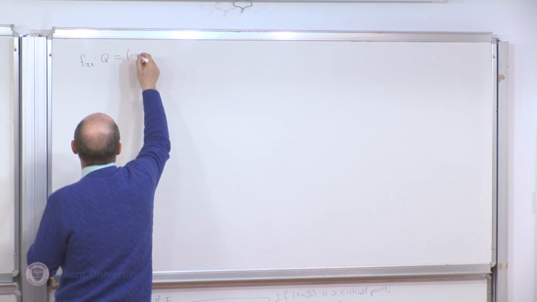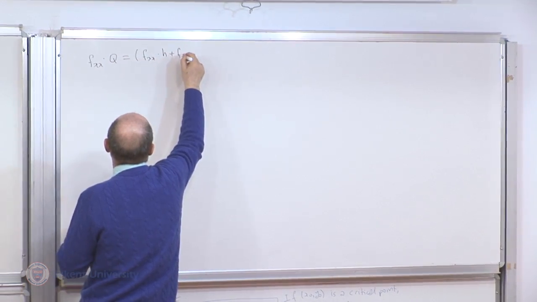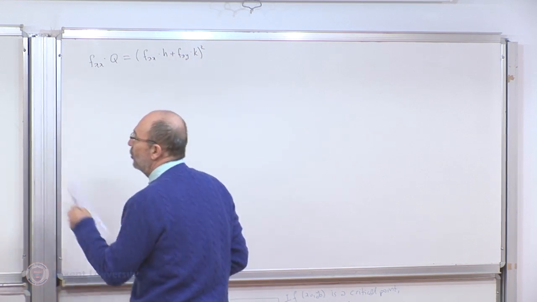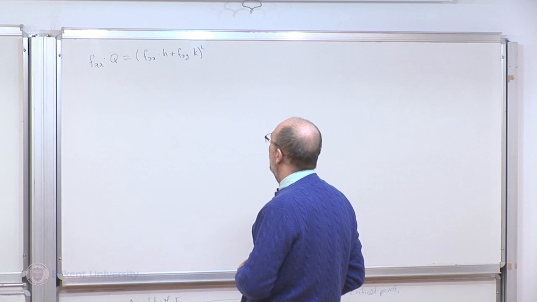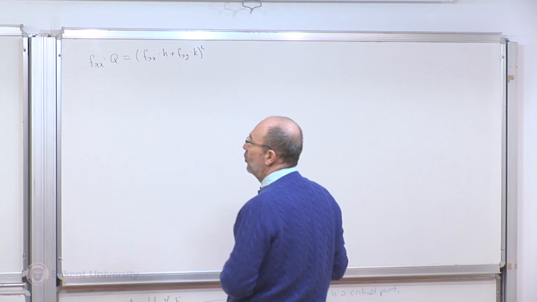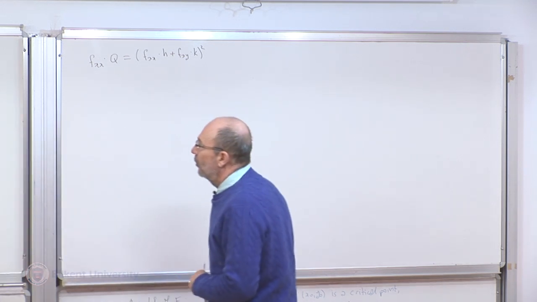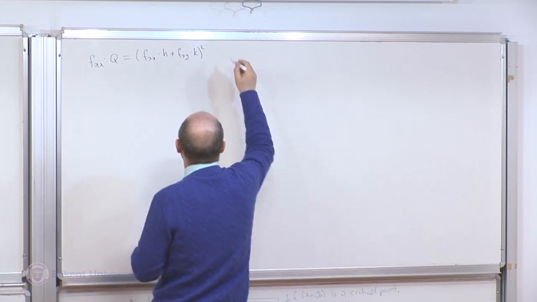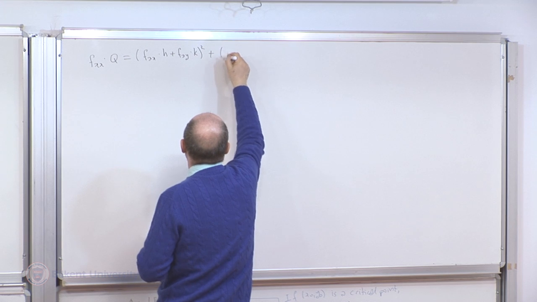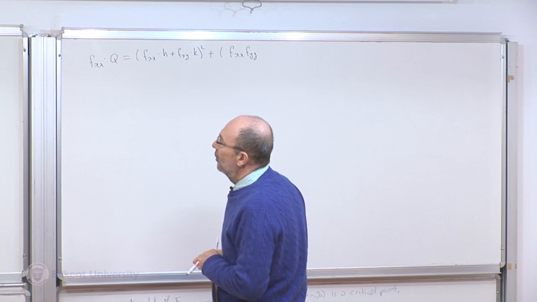So what happens is this. I have fxx times h plus fxy times k squared. So I added the square of fxy times k. Then I have this square. Now I multiply this by fxx. So I have here fxx, fyy.